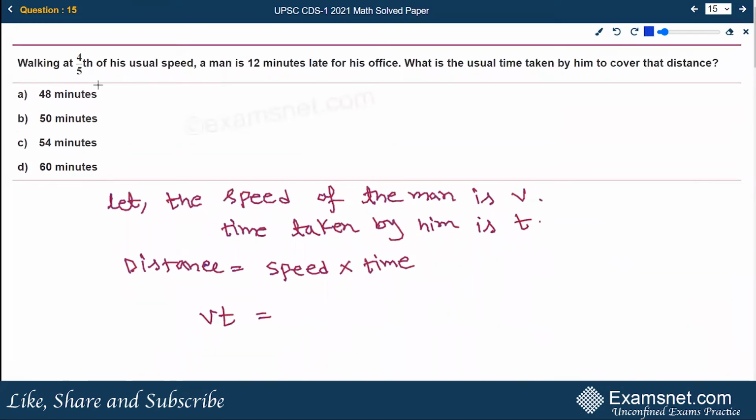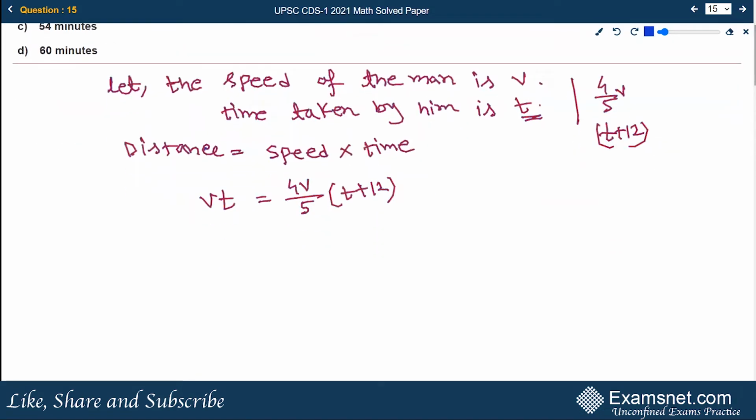So now when his speed is 4 by 5th of his usual speed, that means 4 by 5 V, then he takes 12 minutes late. That means 12 minutes more than his usual time, that is T. So that time he's taking T plus 12, correct? So it's 4V by 5 multiplied by T plus 12. Now we have got an equation. So let's solve it. Both side V will get cancelled. So it becomes T equals to 4 by 5 into T plus 12.